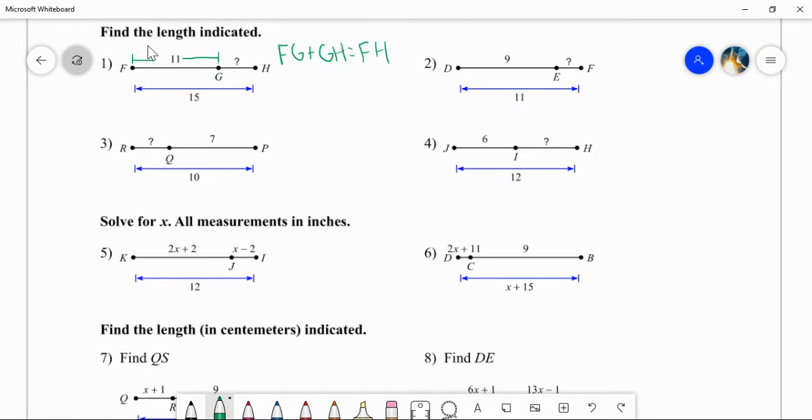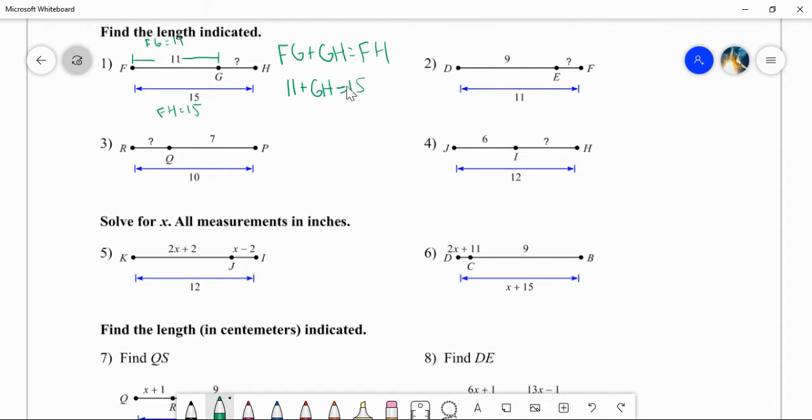So I can already essentially write up what I know. I know that FG is equal to 11. I don't know what GH is, and I know that FH is equal to 15. Now, once I have some things that I know, I'm going to plug it in, because I can't solve this with too many variables, but now that I have two pieces, I can plug them in and solve. So since I know FG is 11, I'm going to plug in 11 for FG. I still don't know what GH is. You can call it X, you can call it question mark, you can call it whatever you want, but I like to leave it as GH, because then I know exactly which segment I'm talking about. And then I have FH, which I know is 15.